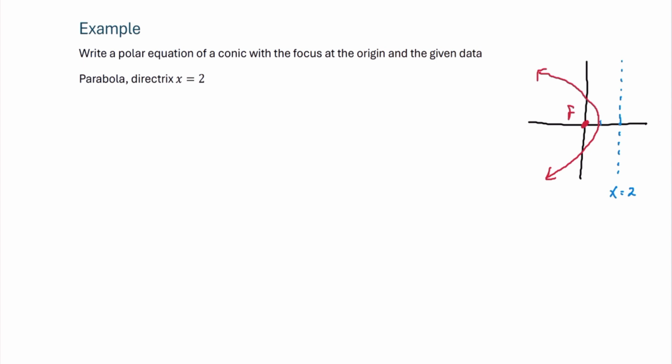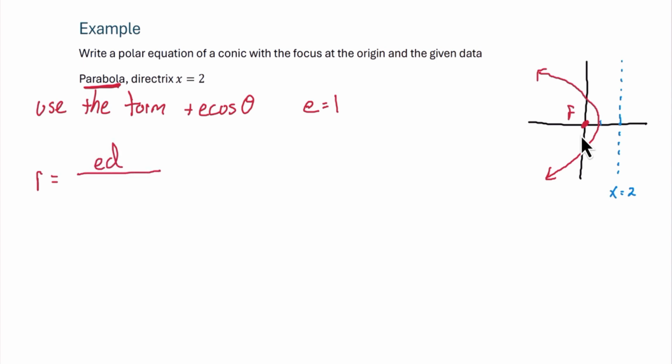Now to start creating that equation. Notice that the directrix is to the right of the focus. That tells us we're going to be using the form with plus E cosine theta in the denominator. And since we're dealing with a parabola, we know the eccentricity, E, is 1. So going to our formula, R equals ED divided by 1 plus E cosine theta.